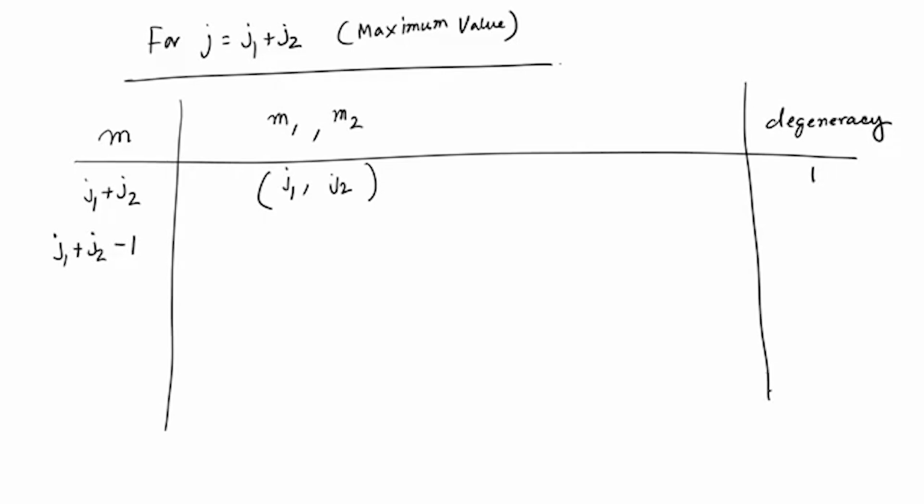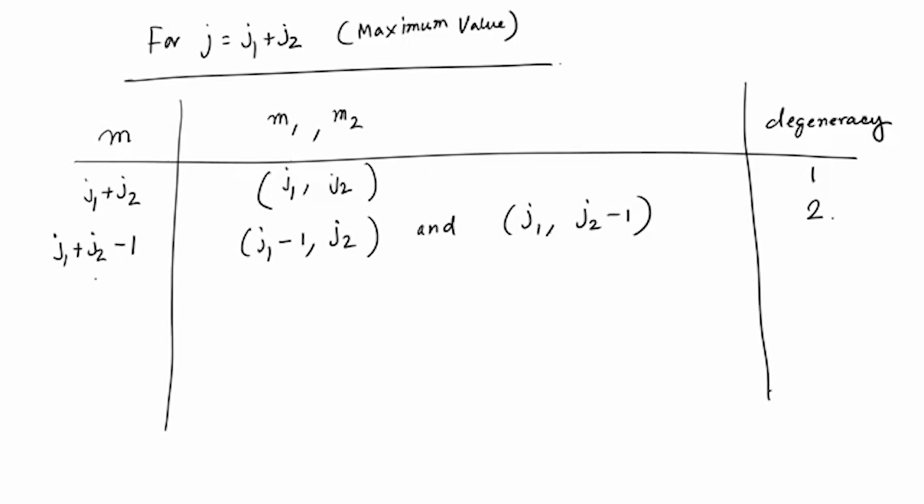It can come from two more ways than what I just showed, which I will discuss in just a while. So it is j1 minus 1 and j2 is 1, and you can also form it by j1 and j2 minus 1. So it has a degeneracy 2 at this moment.